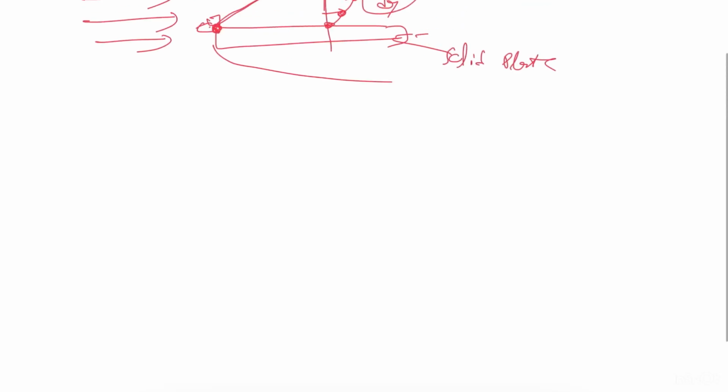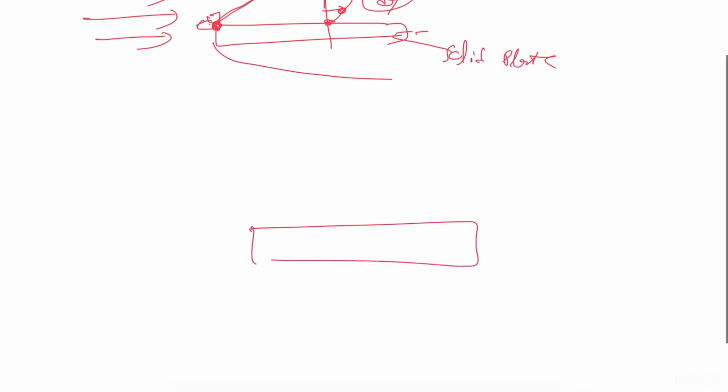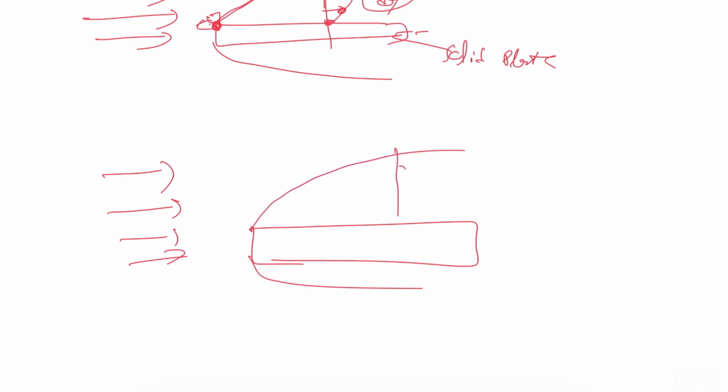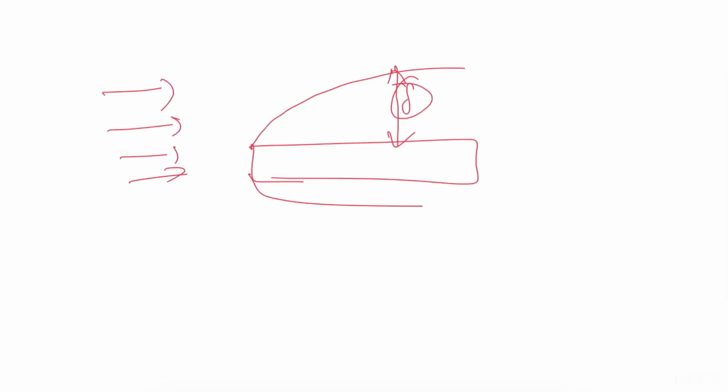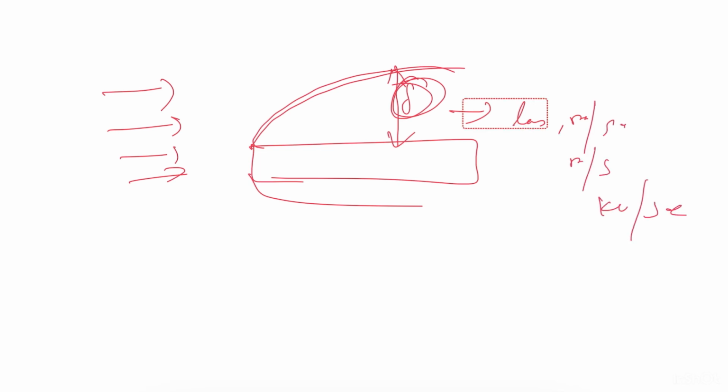Inside the boundary layer, there is loss of mass, momentum, and kinetic energy. This is the solid plate. This is the free stream velocity of the fluid. This is boundary layer formation. This is boundary layer thickness, indicated by delta. So inside the boundary, there is loss of mass per second, momentum per second, and kinetic energy per second.